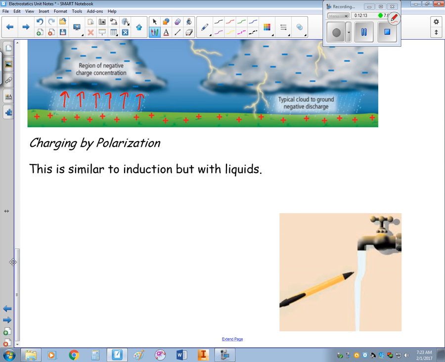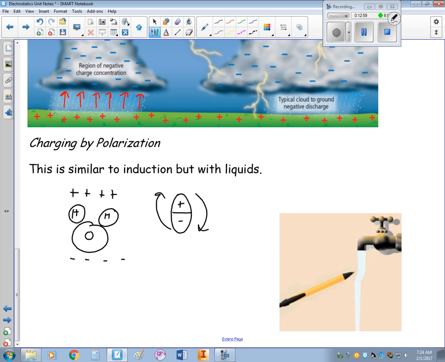The third way is charging by polarization. So certain molecules, such as water, can be offset. So here's our water molecule. So we've got our two hydrogens and our oxygen. And if we look at this, the side with the hydrogen atoms is typically positive. The side with the oxygen atom is typically negative. So we can think of it as kind of like this half positive, half negative thing that's free to rotate.